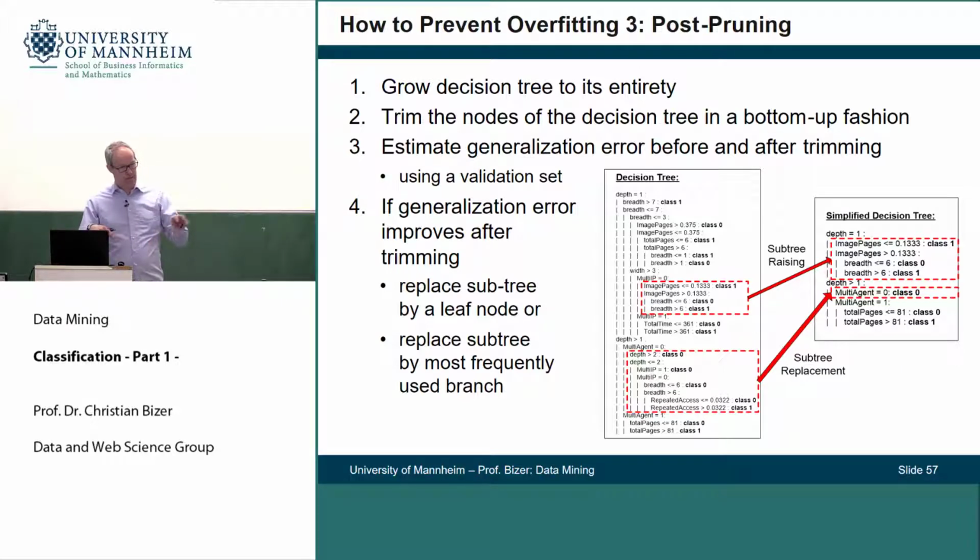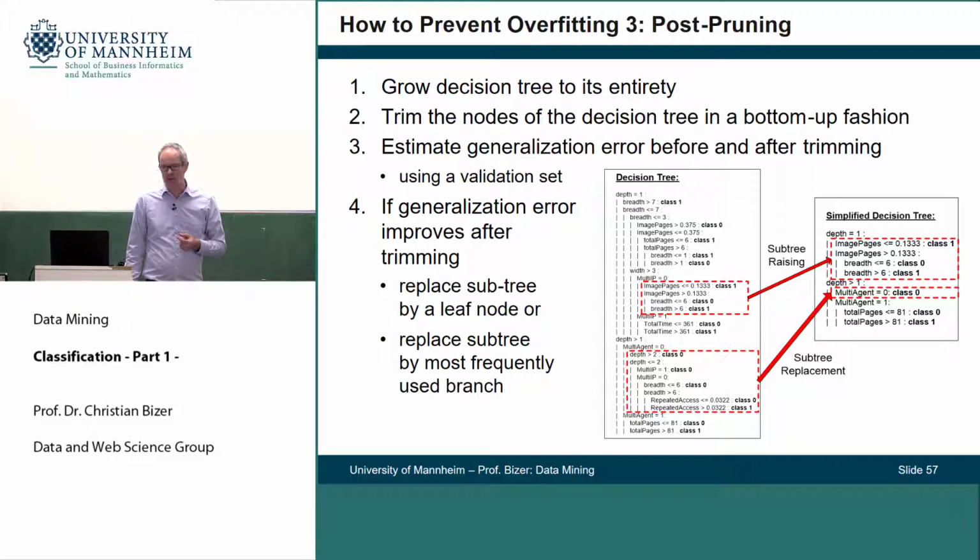Then we, step by step, bottom up, remove parts of the tree and see if the simpler tree works better on a validation set. So when we talk about hyperparameter selection, we will come to how we split our training data into an actual training set, a validation set that we can use for pruning, for instance, or for generally setting hyperparameters, and a test set that we use for finally evaluating our model.